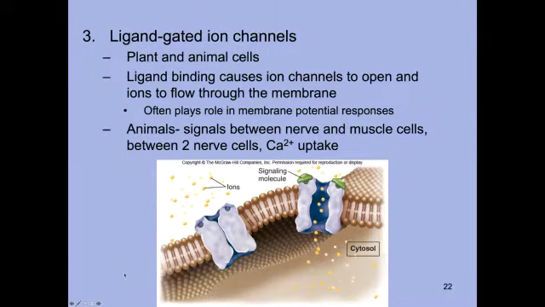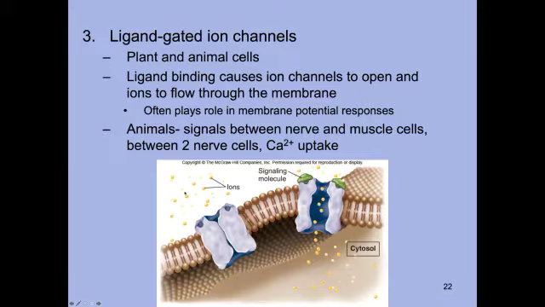Now, ligand-gated channels. Ligand-gated channels are found in both plant and animal cells. They are sometimes found in a few prokaryotes, but mostly they're in eukaryotic cells. These are pretty straightforward receptors, so they're usually channels of some kind.